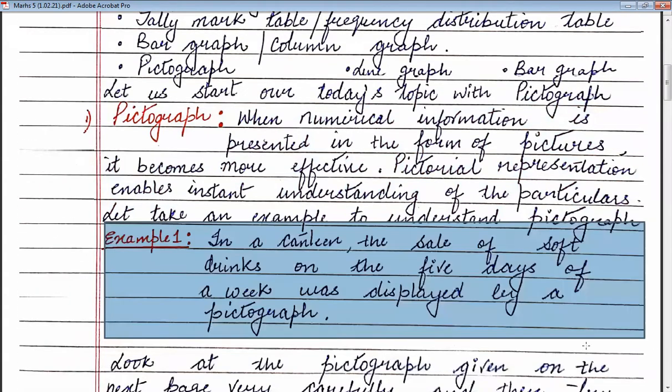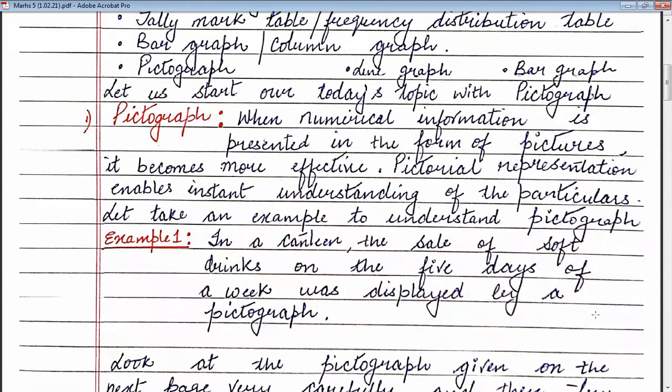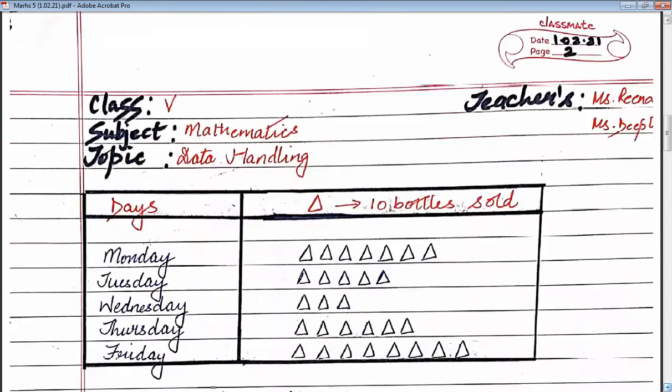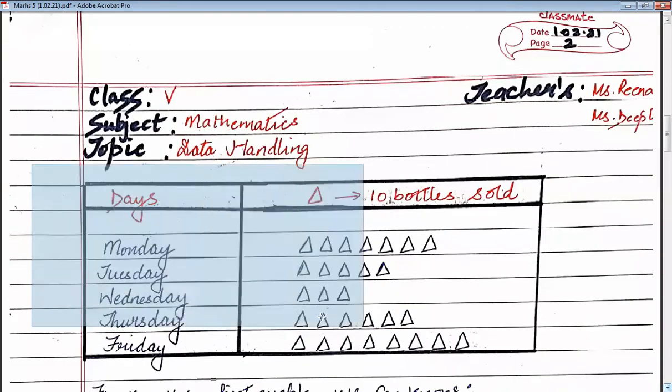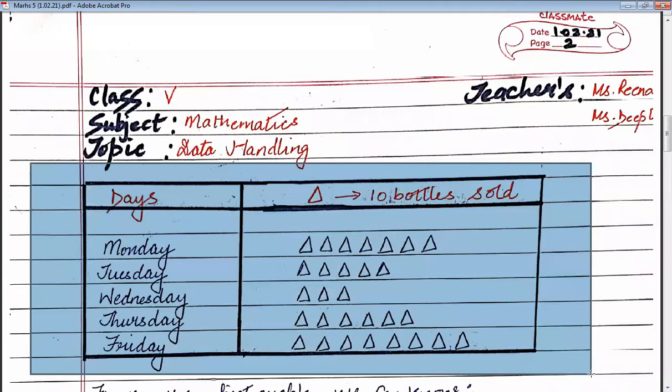Now, in example number 1, what is given? Let's read out. In a canteen, the sale of soft drinks on the 5 days of a week was displayed by a pictograph. Okay, so now children, let's see our pictograph given on the next page. Now, this is your pictograph. Here information is represented with the help of pictures.